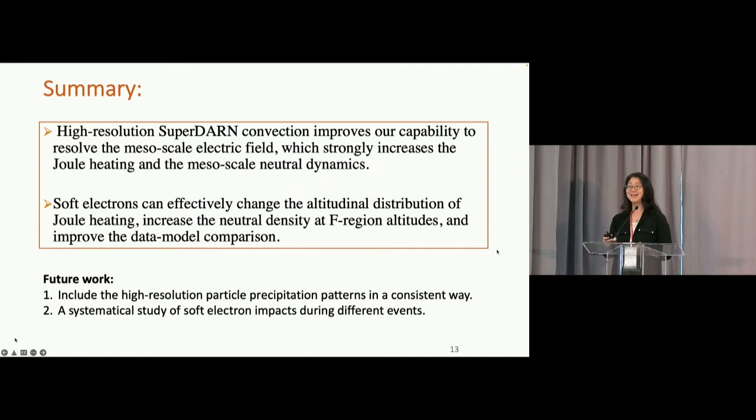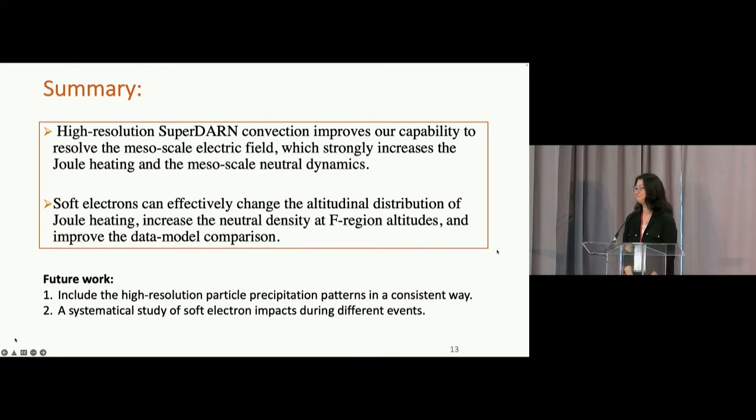I think Chen is probably the better person to address the question. If I'm wrong, correct me. We did look at the E region neutral wind, but in general, the magnitude is much smaller than the F region wind. Well, some perturbation definitely happened.